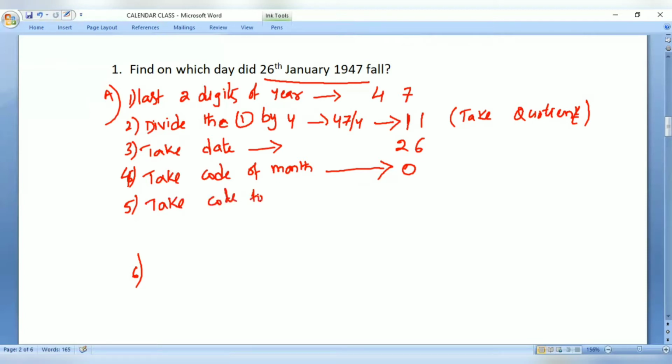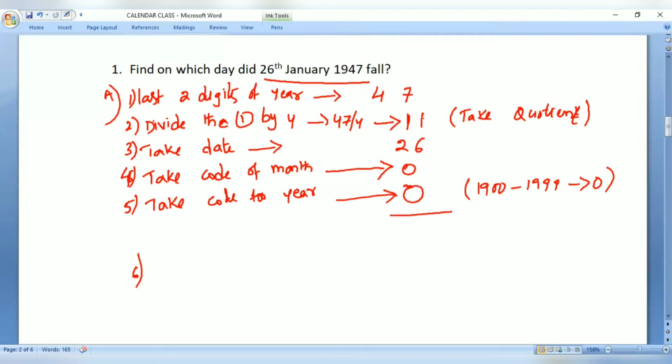Take code for year. So now what is the year being asked? 1947. For 1900 to 1999, what is the code given? The code given as 0. For 1600 to 1699, the code is 6. For 1700 to 1799, the code as 4. 1800 to 1899, the code as 2. 1900 to 1999, the code as 0. Now here in this case, since it is 1947, it falls under the range of 1900 to 1999, where the code is given as 0. So we have written the value as 0.